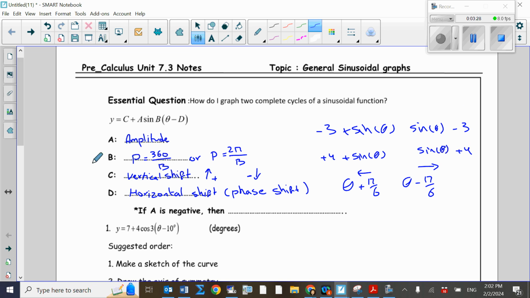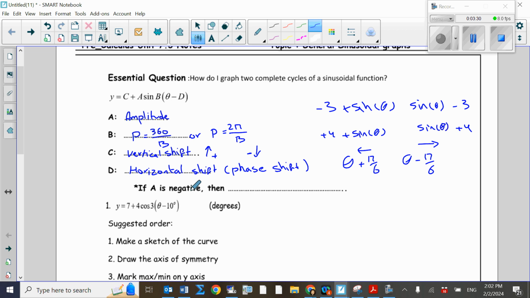Now, also, if you have a negative in front of your function, instead of this plus, if you have a negative value, that means there is a reflection over the x-axis. So your function is reflected.